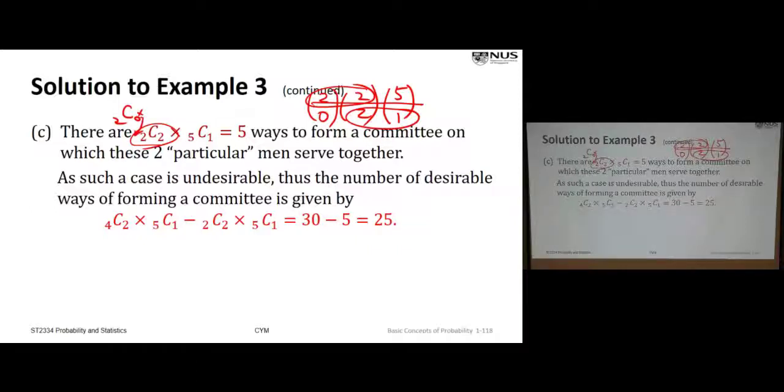All right? So you have to understand what we're doing. We divide the 9 persons into 3 groups: 5 women, 2 particular men, and the 2 remaining men. From this group of 2 remaining men, we choose no one. The 2 particular men, both are in. And from the 5 women, we choose 1. So that's the answer for the number of ways to form a committee with these 2 men in. And then if we subtract this number from the total number of committees that we can form, that will represent the number of committees formed with just one of them or none of them in the committee. So here's the answer, 25. All right?